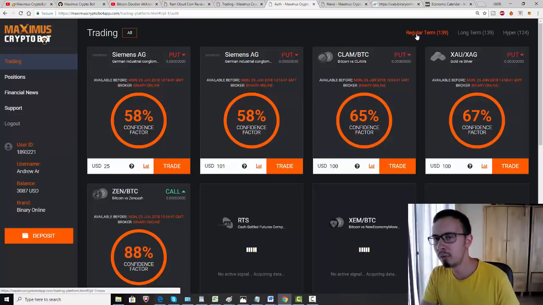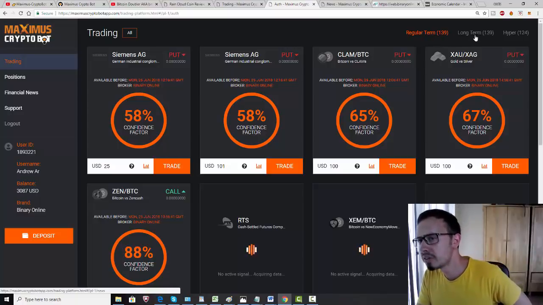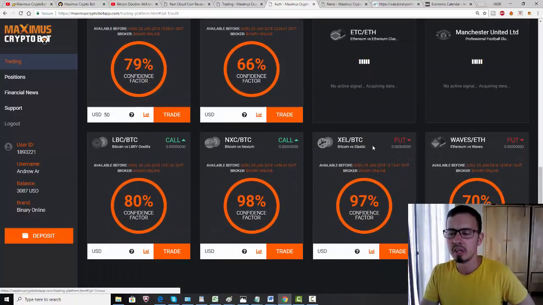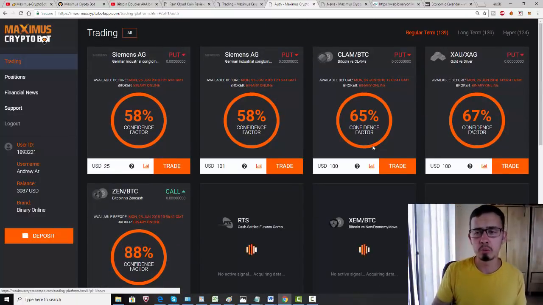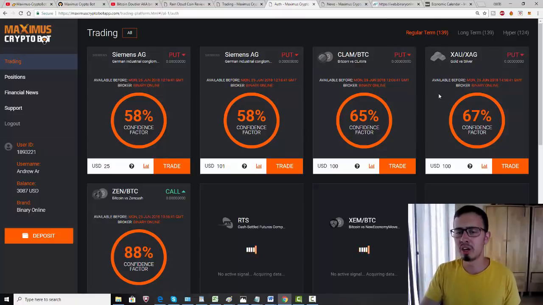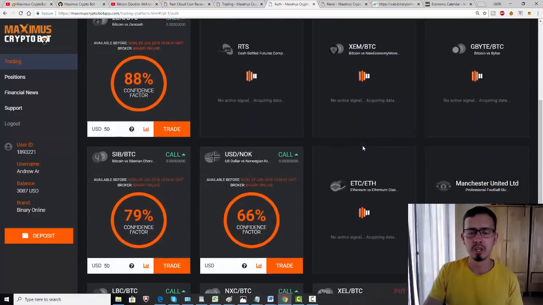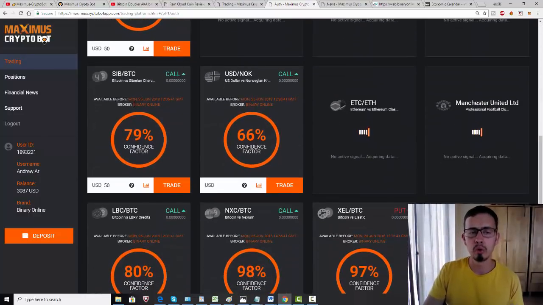Then furthermore, here we see the regular term, long-term assets, hyper assets. These are basically the types of assets you're going to see on your dashboard. Usually, if you choose regular term, the software is going to scan the markets as a whole and look for trading opportunities. If there are any, look for today's date, simply choose the investment you want to make for any of these signals, and click on the trade button. When you do that, that trade will be automatically placed on your broker's platform.